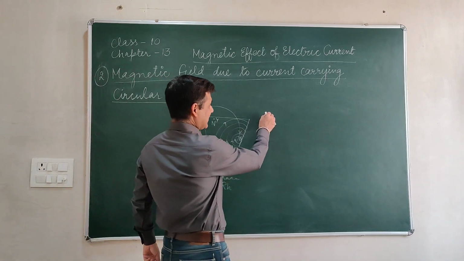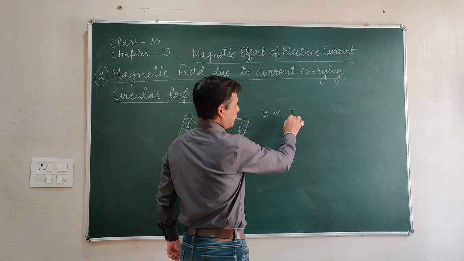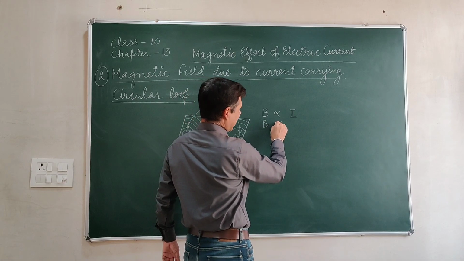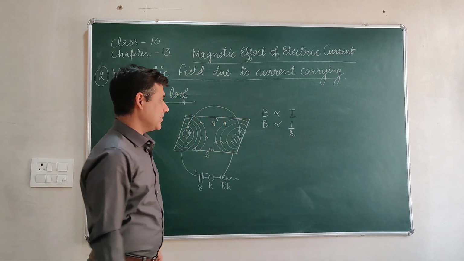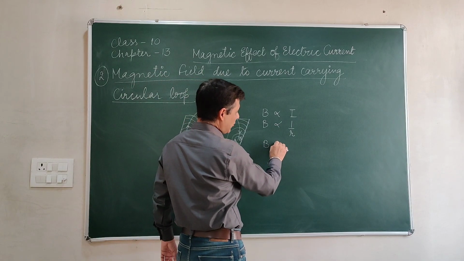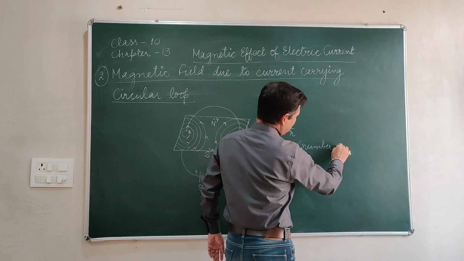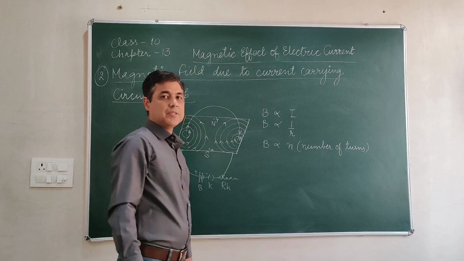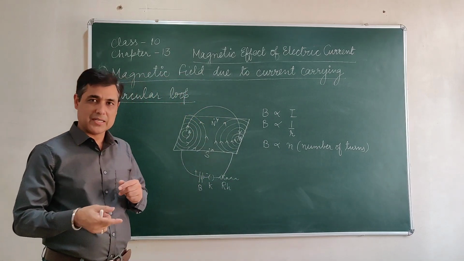So this is the south pole, and this will be acting as a north pole. Again the same thing, the strength of the magnetic field is directly proportional to the current, as we have seen in the previous section. The magnetic field strength is inversely proportional to the distance, and it is directly proportional to n. N stands here for the number of turns. So more the number of turns, stronger the magnetic field.